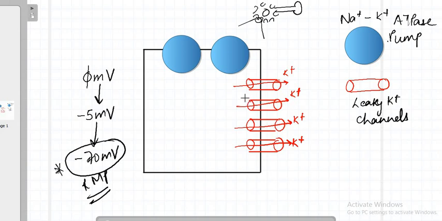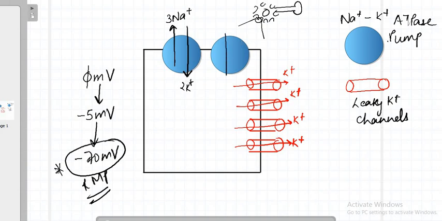Let's first start with the sodium potassium ATPase pump and what it does. The main role of the sodium potassium ATPase pump is to allow 3 Na+ to move out of the cell, and in return it allows 2 K+ to enter the cell. This is against the concentration gradient, so they use ATP. Therefore they are known as the sodium potassium ATPase pump.